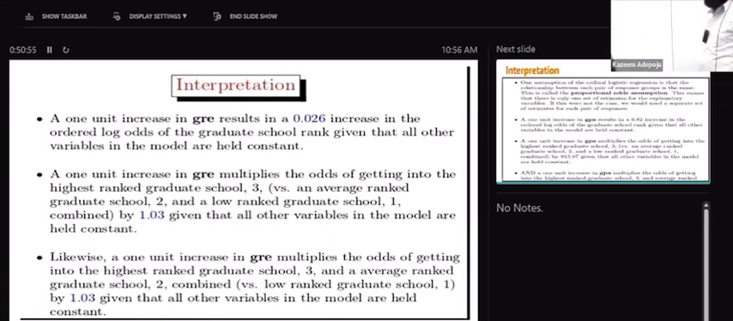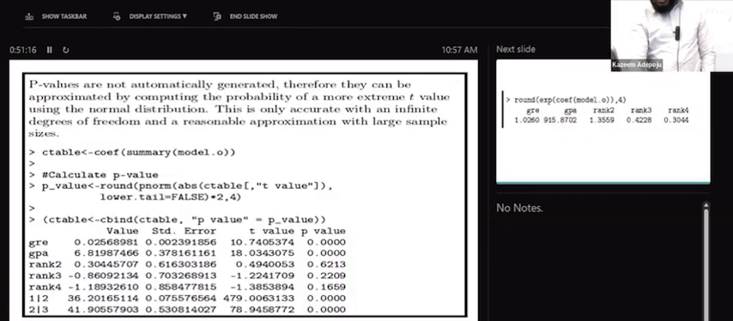Let's do the interpretation for GRE. Like I said, there will be two interpretations for GRE. Number one for the log-odds. Number two for the odds. For each of the variables, when you are interpreting them, you need the log-odds and the odds. Now, let's take a look at the GRE from the table. Do you see the estimate? It's 0.025 something, right?